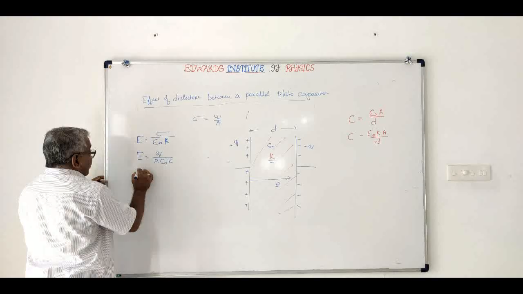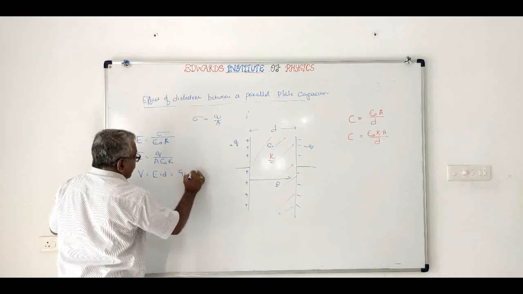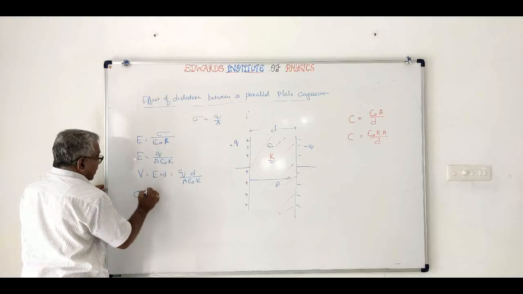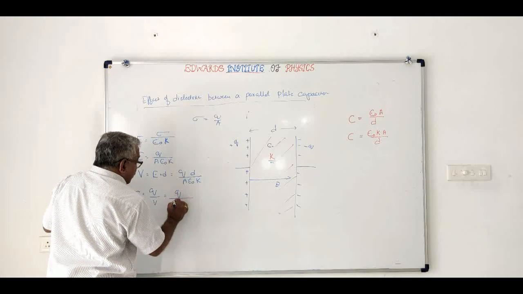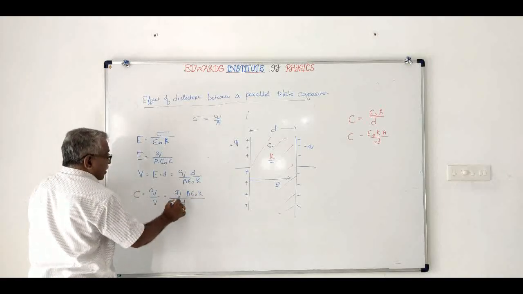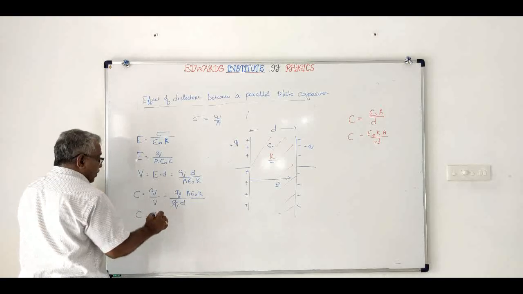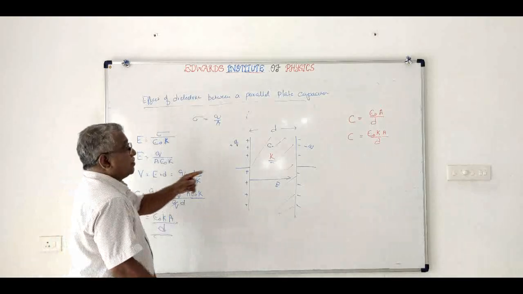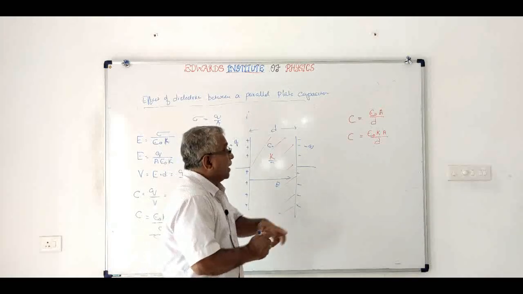This is E. Now what will be V? V will be equal to E into D, that is equal to Q into D by A epsilon 0 K. And what will be capacitance? Capacitance is Q by V, and that is equal to Q by (QD by A epsilon 0 K). So C will be equal to epsilon 0 K A by D. That is how that relation has come.